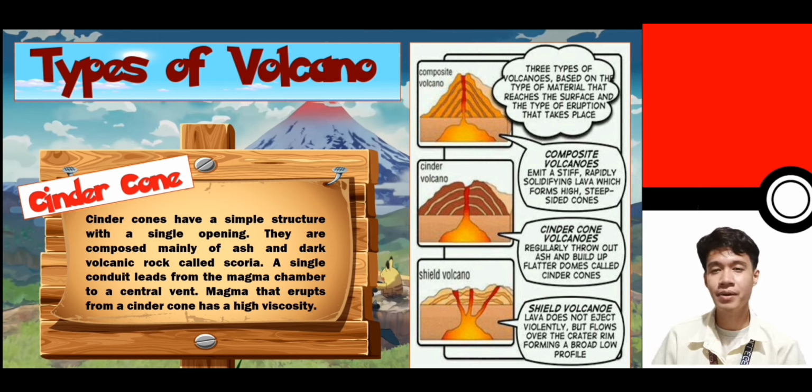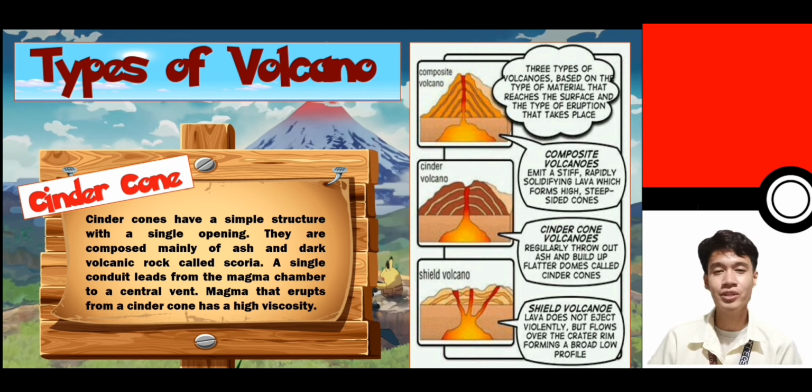Magma that erupts from a cinder cone has a high viscosity. Because of its thick consistency, the gas in the lava causes it to erupt forcefully. In the cinder cone, the vent emits a powerful blast of gas-filled lava along with pieces of rock blasted. The emissions harden quickly and break into small particles called cinders. The resulting structure is a volcano with steep sides rising no more than 1,000 feet above the ground.